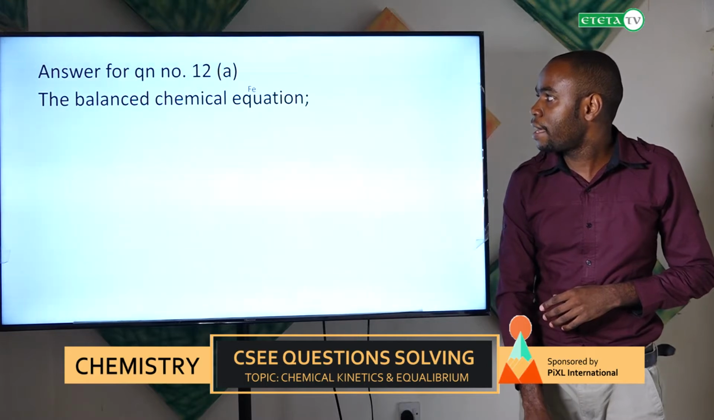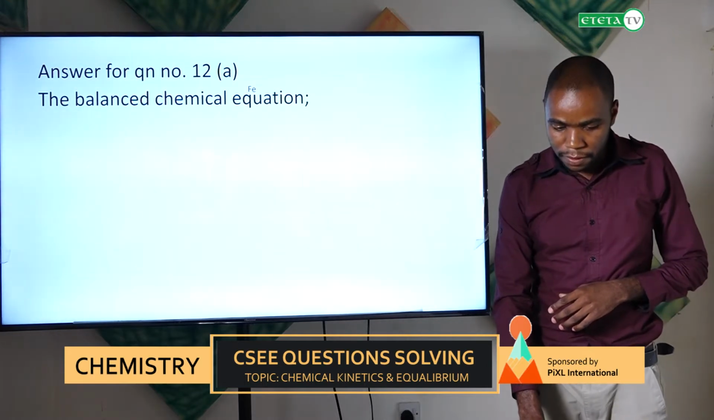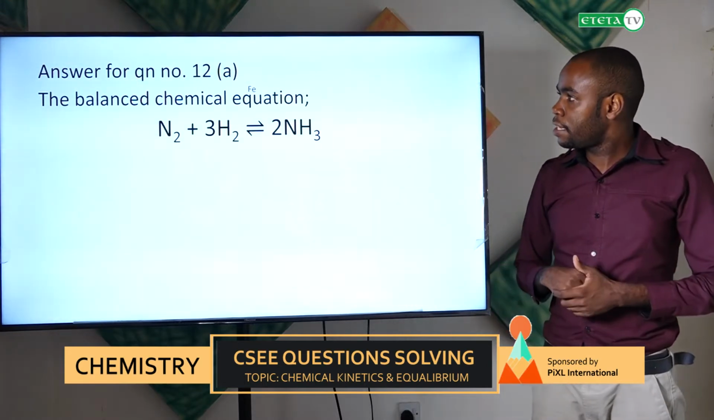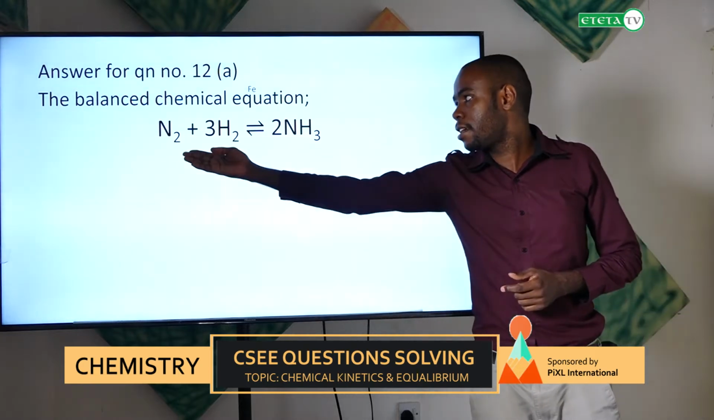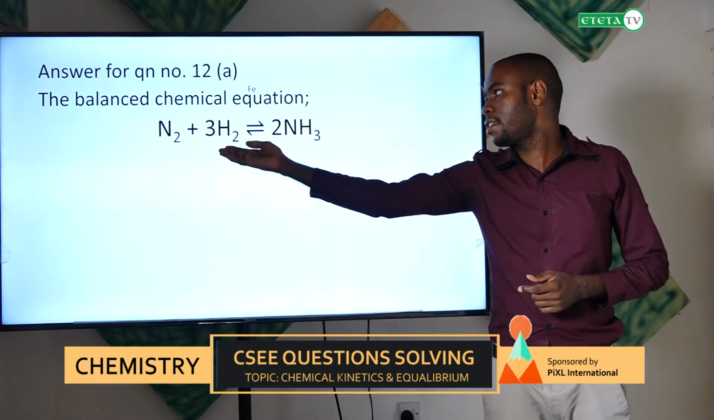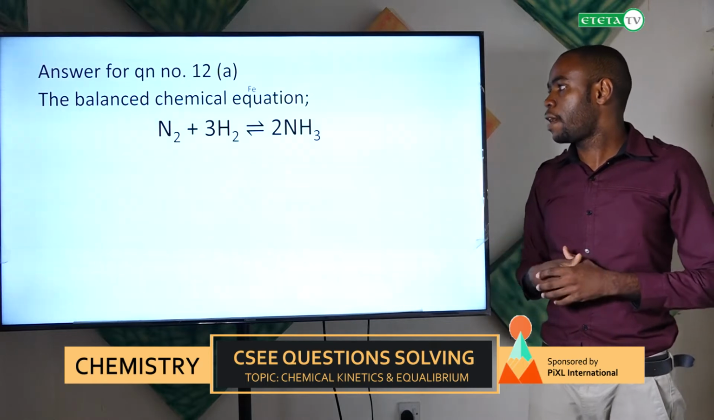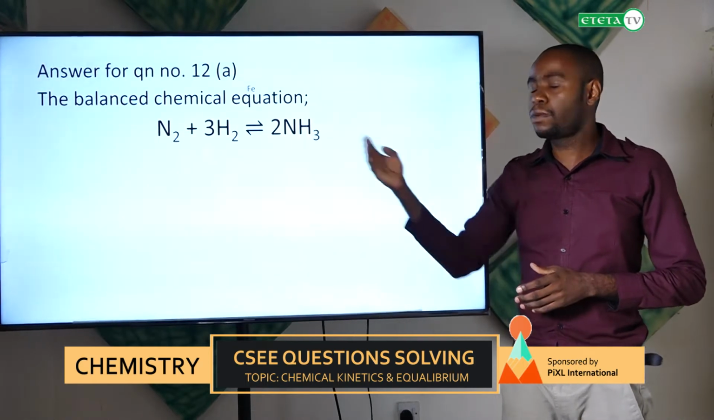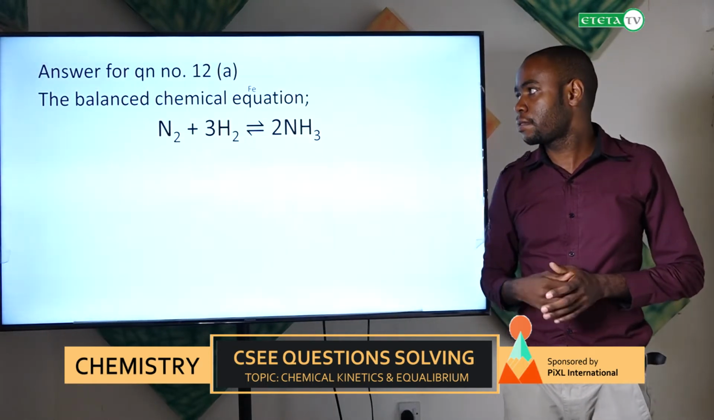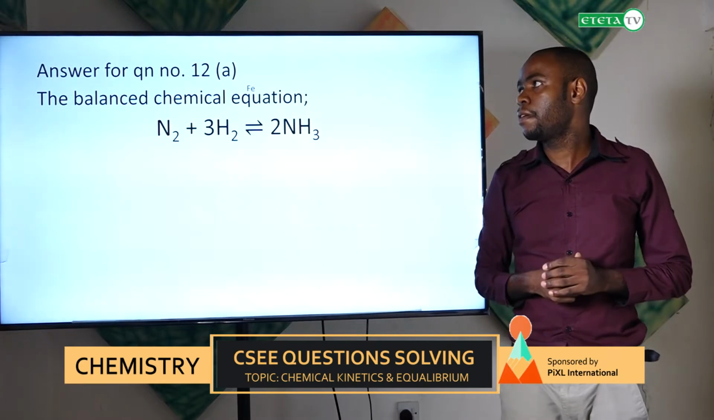Here we are to write the balanced chemical equation. The balanced chemical equation is this. Nitrogen reacts with 3 hydrogen. 1 mole of nitrogen reacts with 3 moles of hydrogen gas to obtain 2 moles of ammonia. So this is the balanced chemical equation.